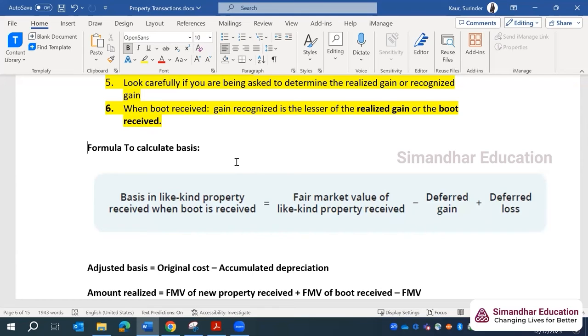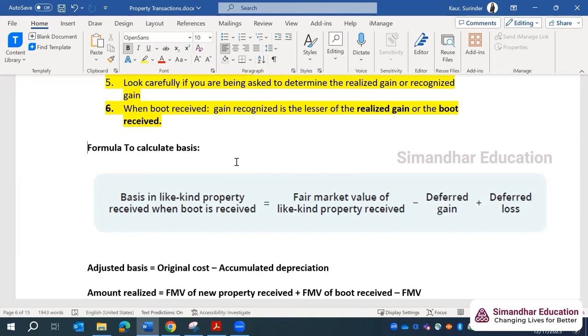Remember, when we did involuntary conversion, we deferred the gain, so we reduced the value of the property, right? Now, if you have to defer the losses, what will you do? You will reduce the basis of the property, or you will increase the basis of the property? You will increase the basis of the property, because the higher the basis, in the future, when you sell the property, you will recognize less gain.